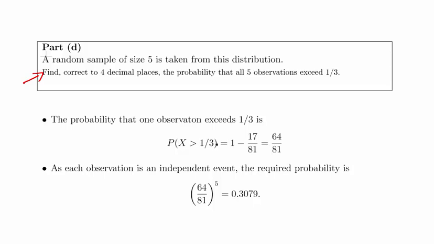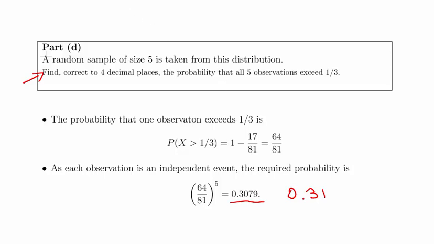So these are 5 independent events. Essentially what we do is just multiply that, or get that value to the power of 5, and we work that out, and it comes out to be 0.3079, or 0.31 if you want to round it to 2 decimal places. So that's the second part there.